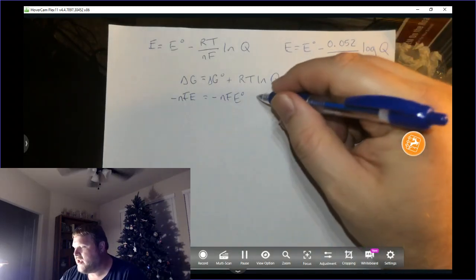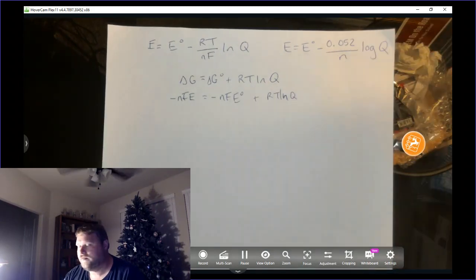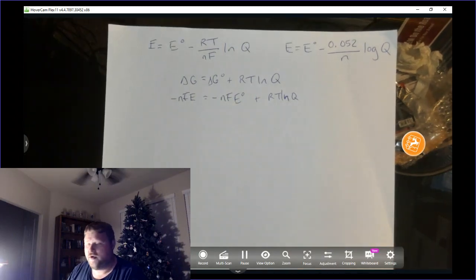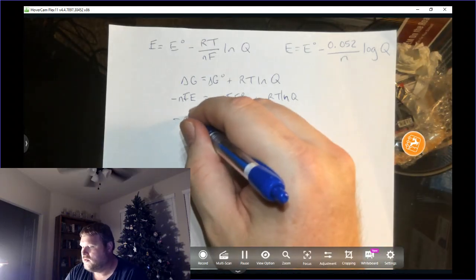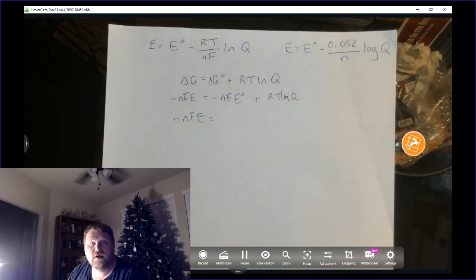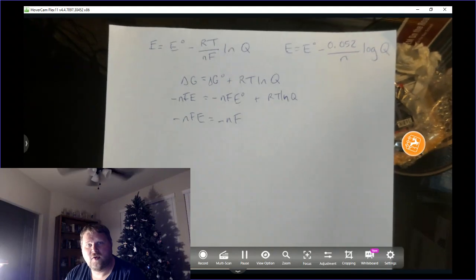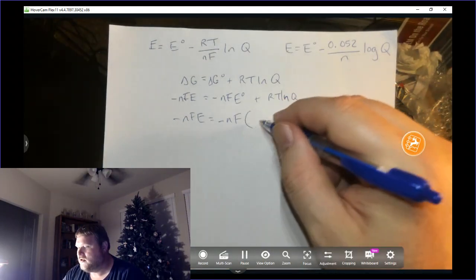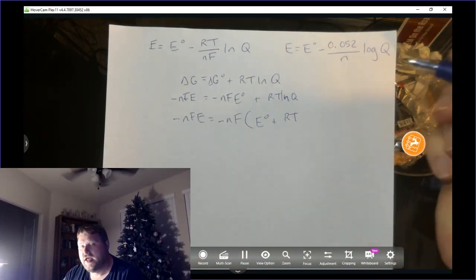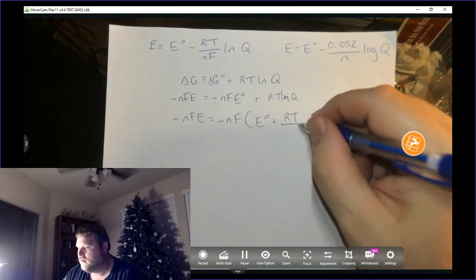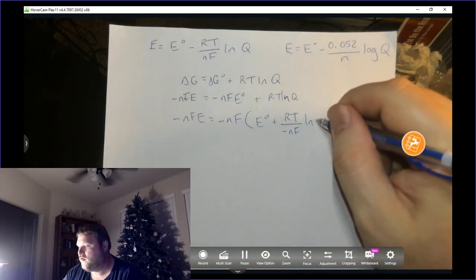All right, so we still got here plus RT natural log of Q. All right, so now algebraically we're going to go from here to the Nernst equation, and all I'm going to do is I'm going to factor out negative NF from this side of the equation. And so when I do that, that's going to leave me with standard cell potential plus RT. And since there was no NF to take out here, that means it goes down here. And then we keep our natural log of Q.